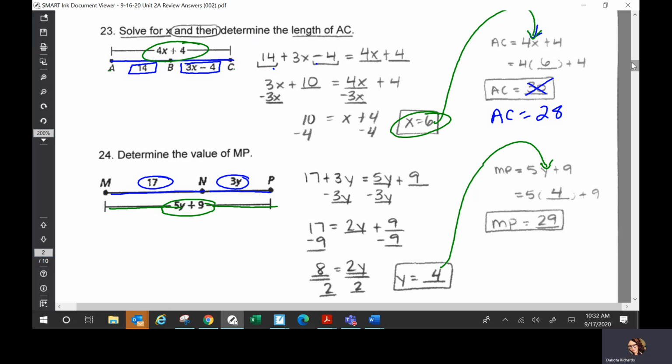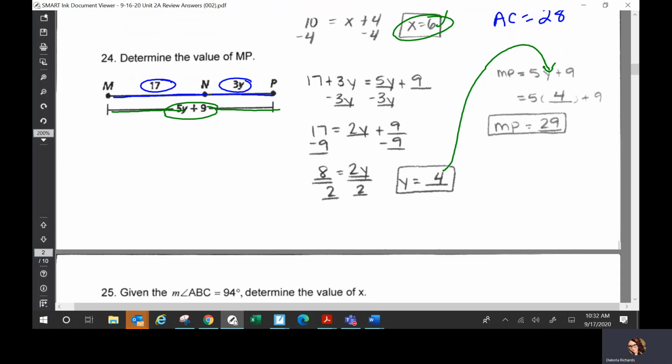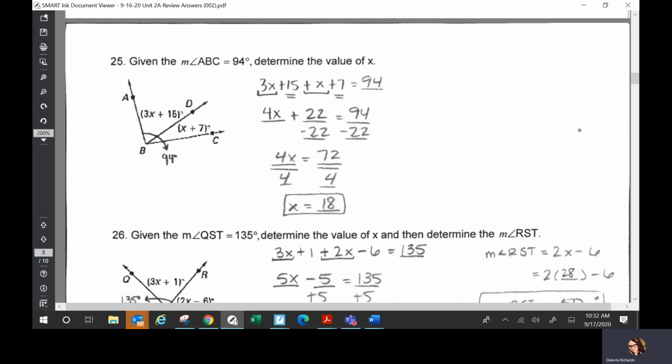Any questions? This will be on your test. Okay, let's keep going. Number 25.